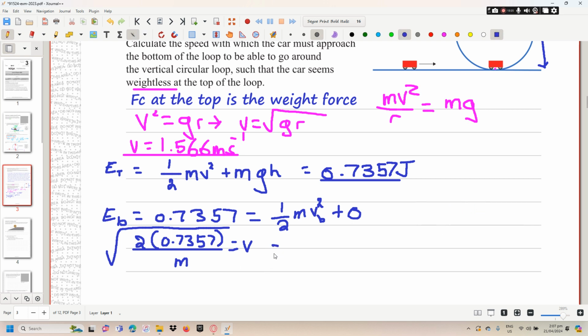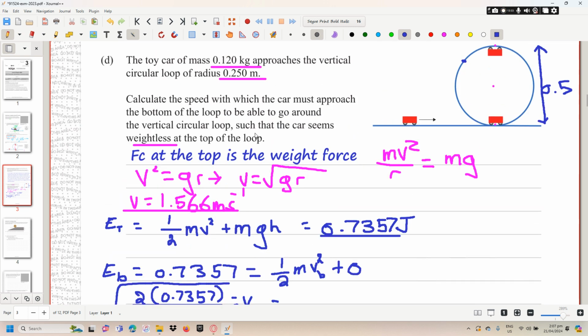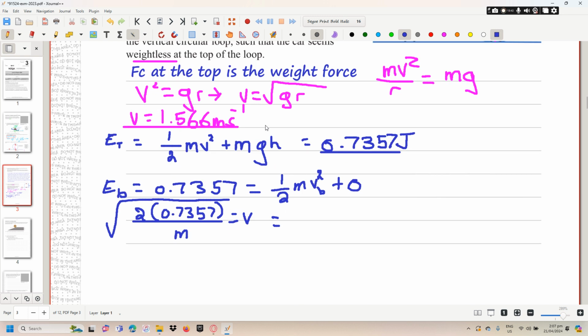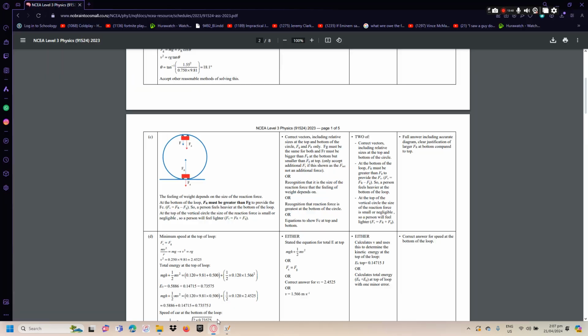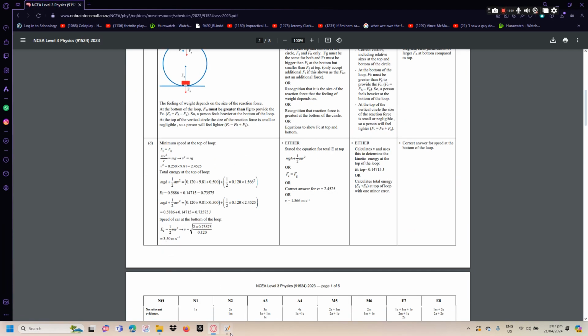And plugging in the numbers, we know the mass of the car, I won't bother rewriting it. 2 times 0.7357 divided by the mass of the car, which is 0.12, and taking the square root of that, we are left with 3.5 meters per second. So, I'll just check that's right. Yep, 3.5 meters per second.